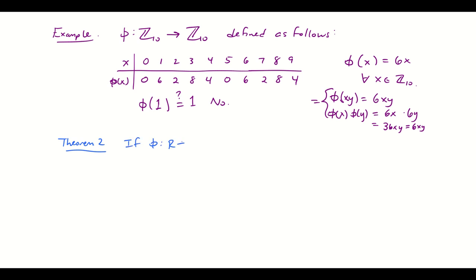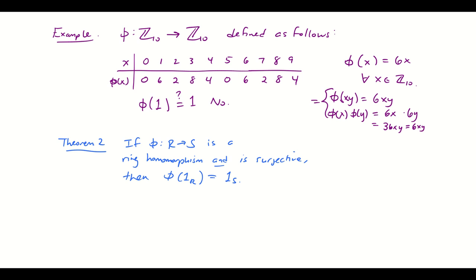If phi from R to S is a ring homomorphism and is surjective, then phi of 1 of R will equal 1 of S, assuming both rings have unity and are commutative. I don't think I need commutative that much, but I'm going to use the assumption that they have unity. Okay, so just make note that this example here is not a counterexample to Theorem 2 because this map was not surjective. That's what sort of saved this from having to send 1 to 1.